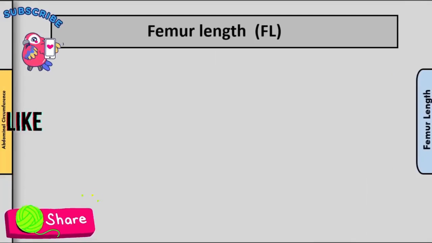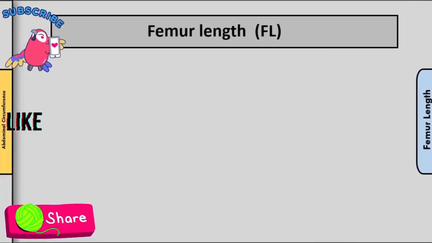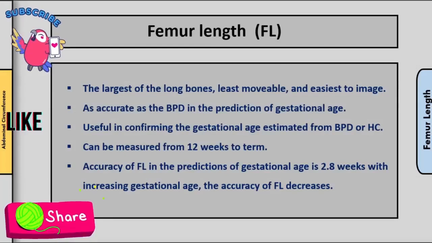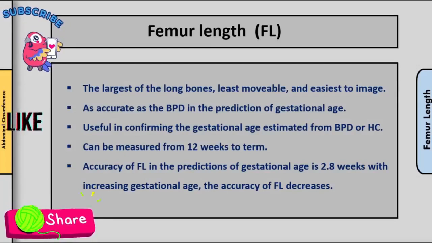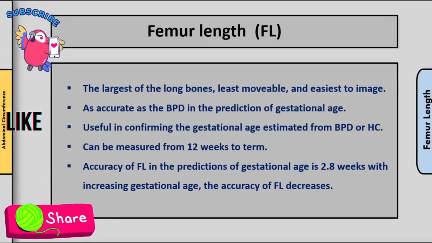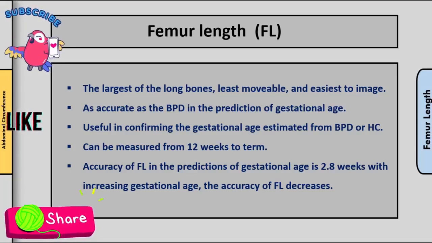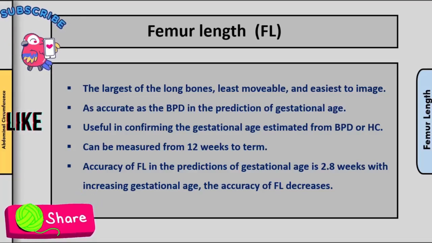Femur length. All the fetal long bones can be adequately examined and measured by ultrasound. However, the femur is the largest of the long bones, least movable, and easiest to image. This measurement is as accurate as the biparietal diameter in the prediction of gestational age. It is useful in confirming the gestational age estimated from biparietal diameter or head circumference measurements. It can often be obtained when fetal position prevents measurement of the diameter or head circumference.